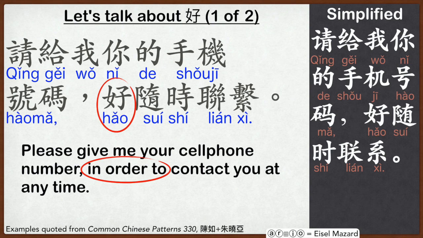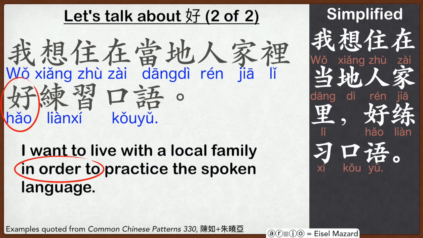Isn't it interesting? Here you see 好 used to give the sense of in order to do something. You can think of this etymologically like it would be good if, but that's not the meaning here. Please give me your cell phone number so that I can contact you at any time. Just one more example like this.